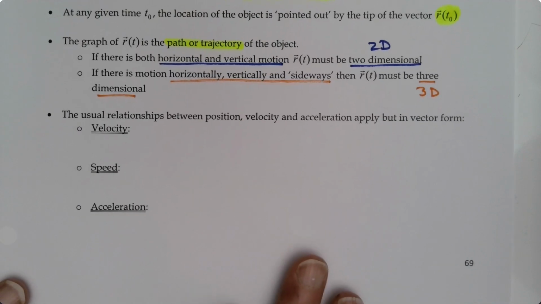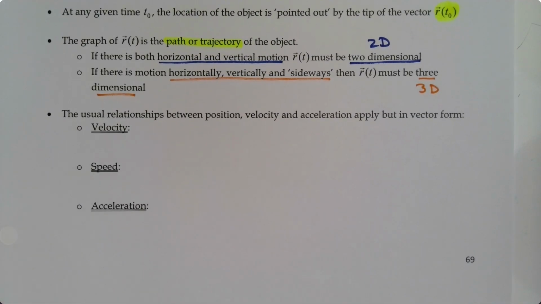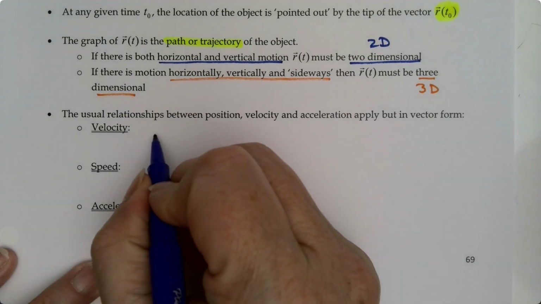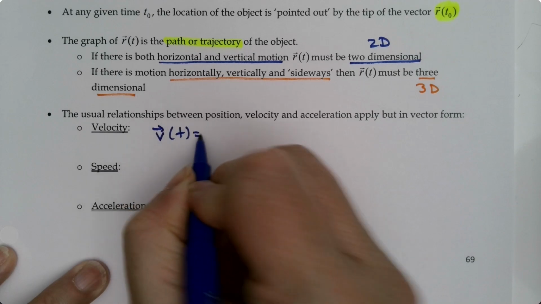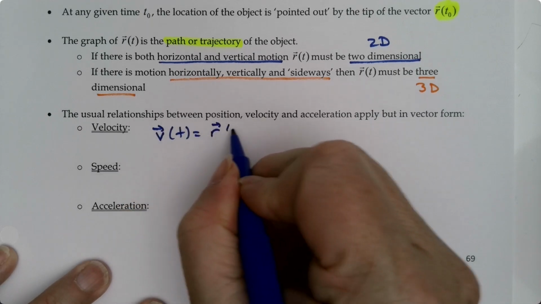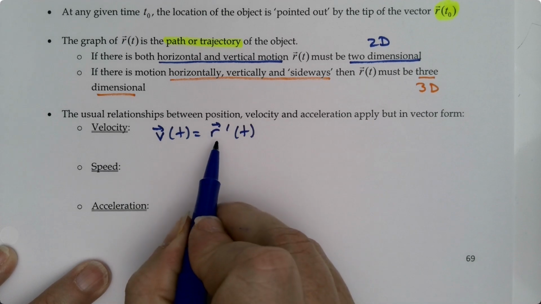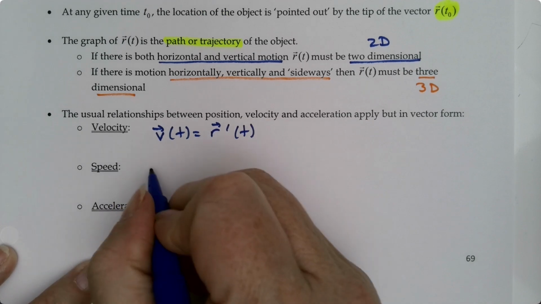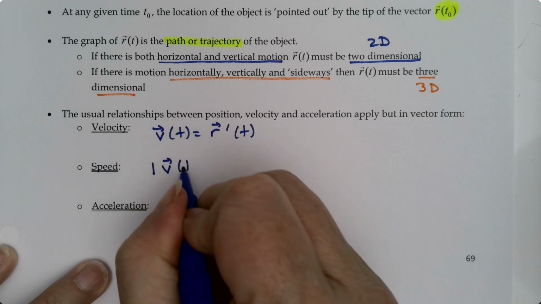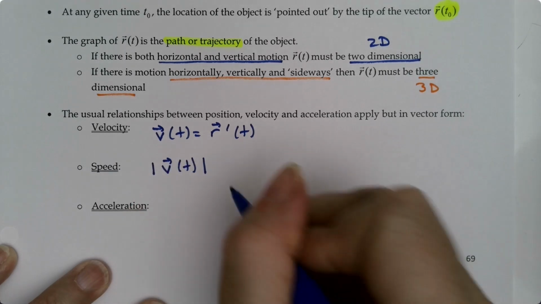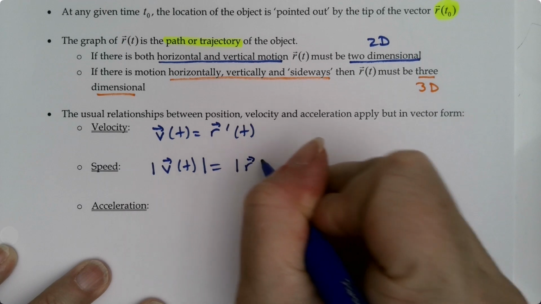All right, now the usual relationships between position, velocity, acceleration will still work because we already know how to find derivatives and integrals with vector valued functions, just like we did from Calc 1 with regular functions. So the velocity is a vector, and it's the derivative of position, but position is r of t. Speed is the magnitude of the velocity, which is the magnitude of r prime.